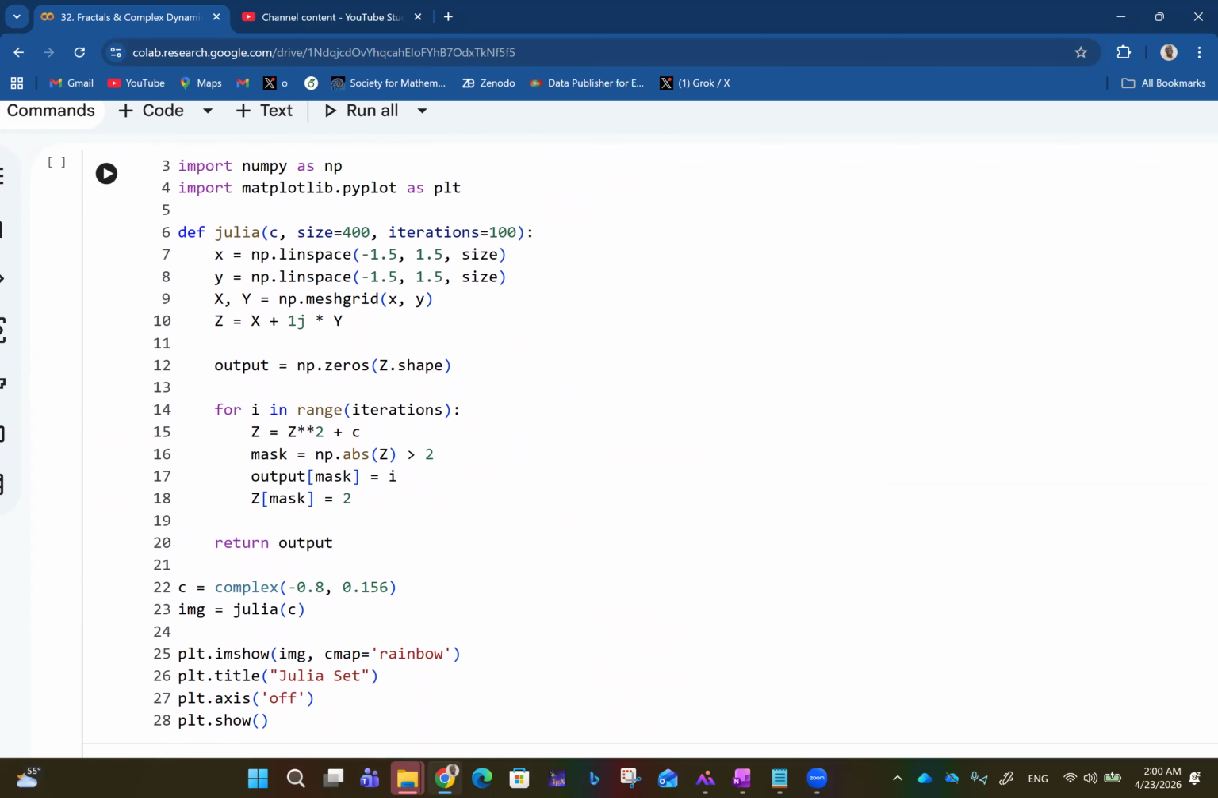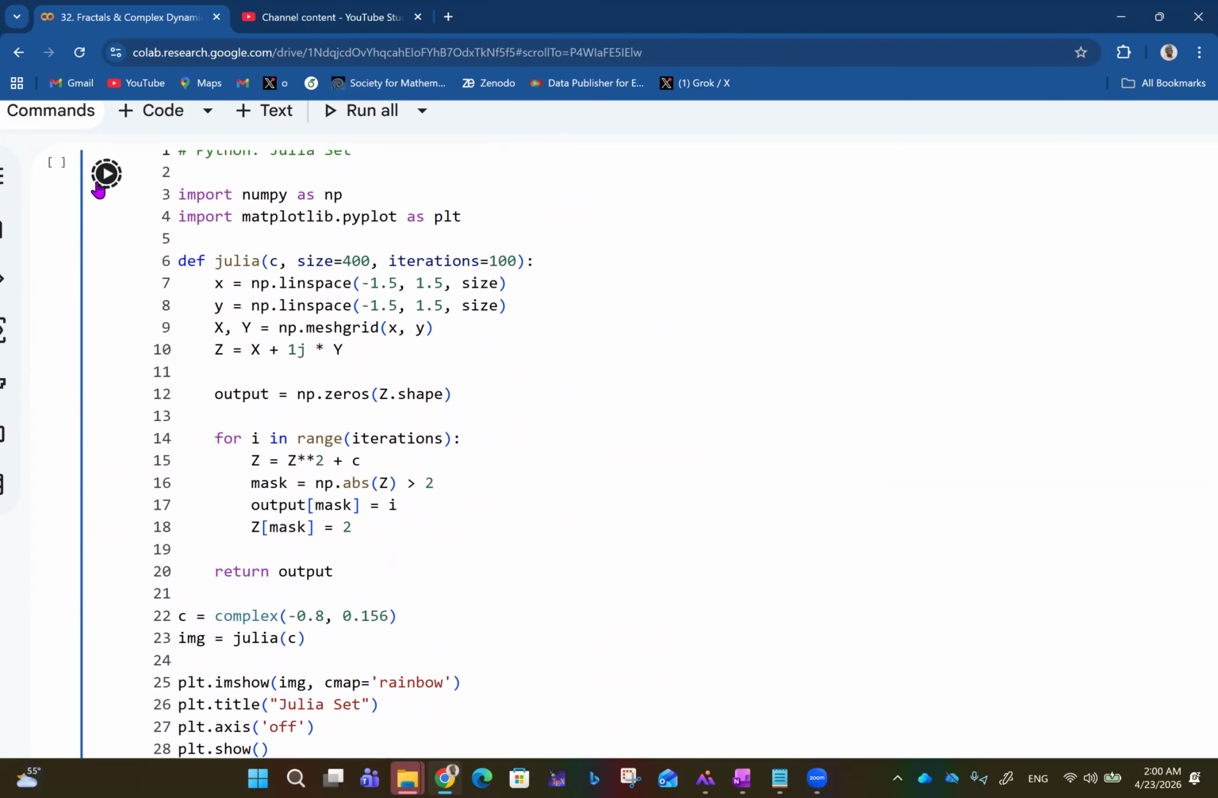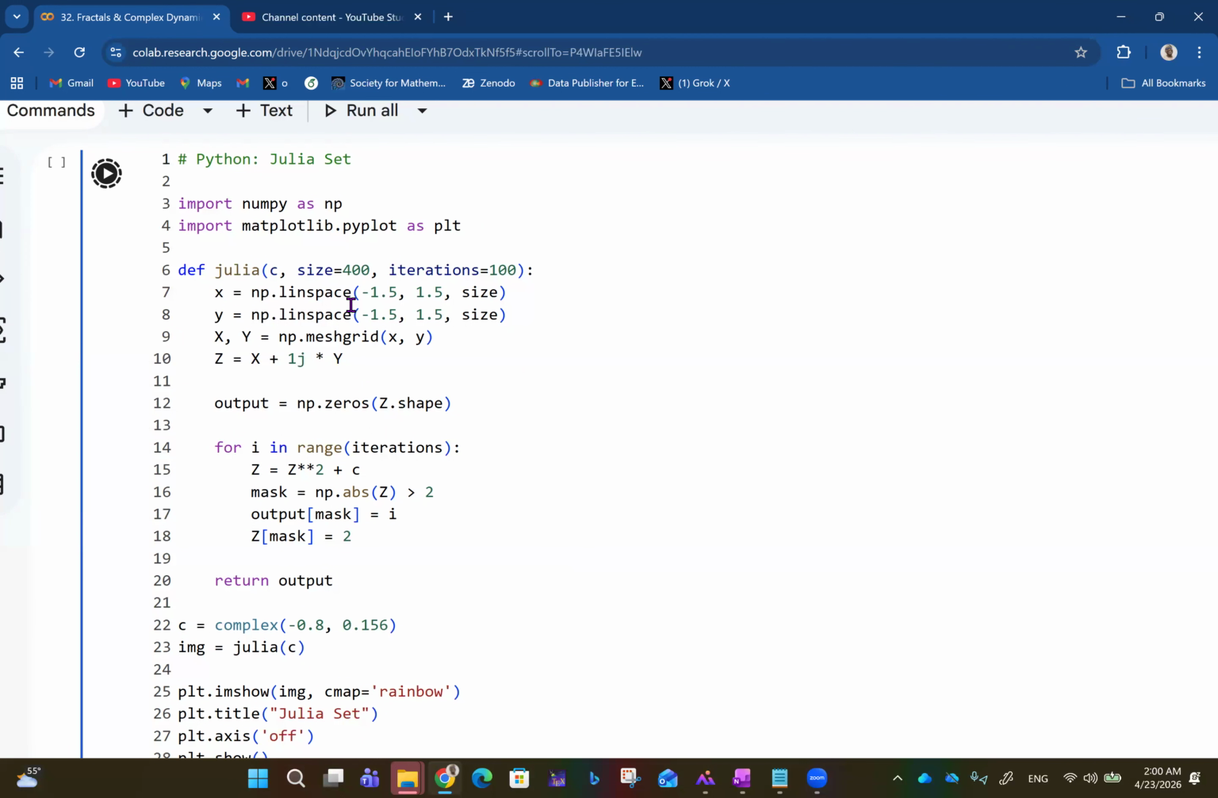And then for the complex, you have minus 0.8 plus 0.156i for C. So you are setting C to be minus 0.8 plus 0.156i. So you now get the image of the Julia set, right? If you run that, of course, this cmap is the color map, which you can change. So if you run this now, you get the beautiful outputs. This comes out in a jiffy.